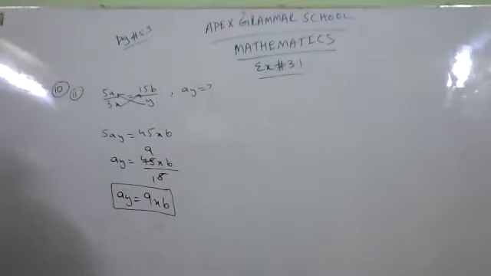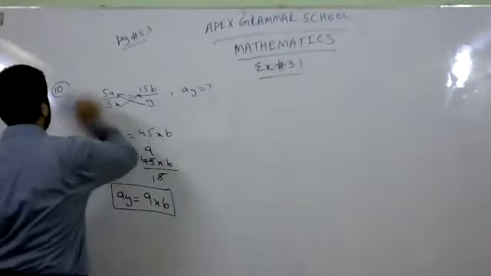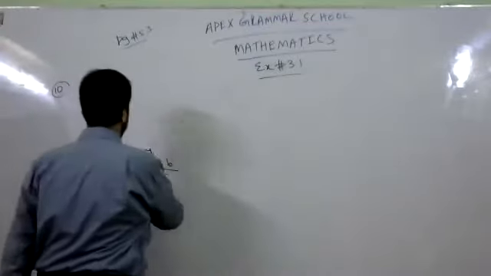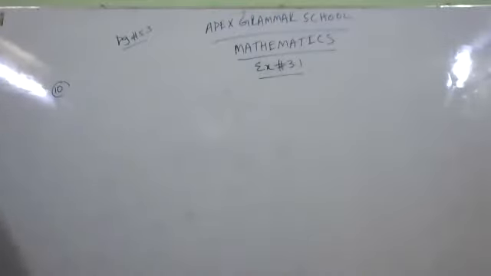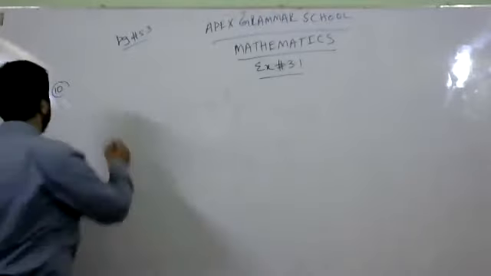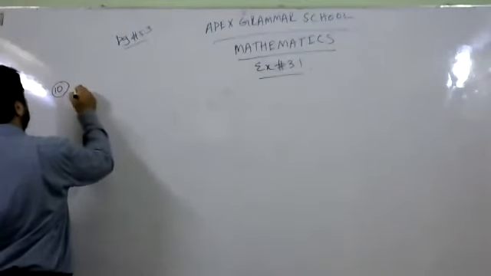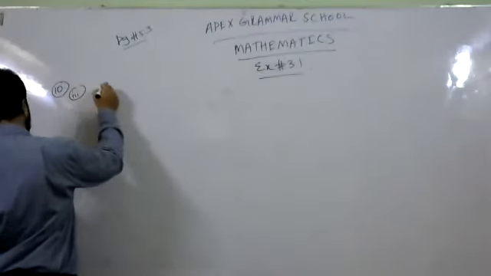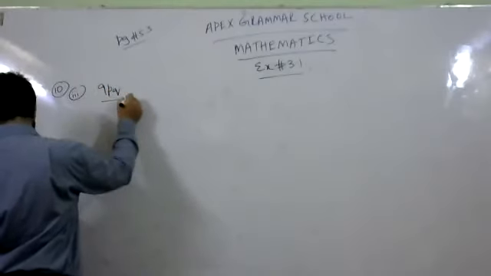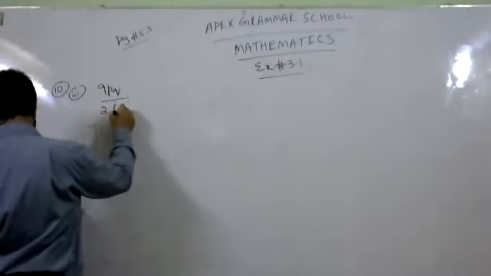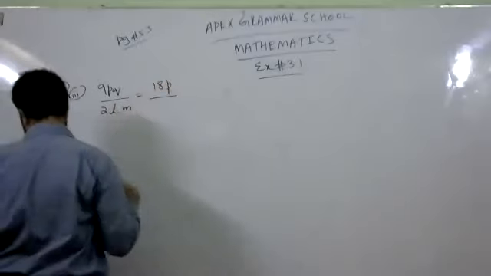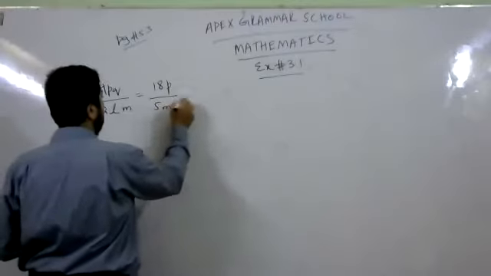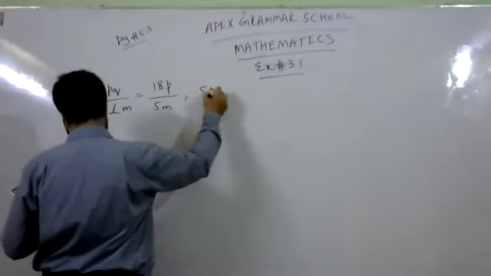And the last part, part number 3. 9bq divided by 2lm is equal to 18bp divided by 5m, and we need to find the value of 5q.